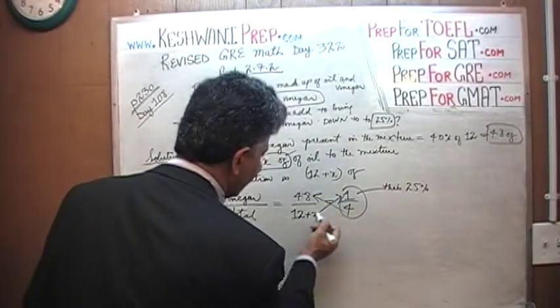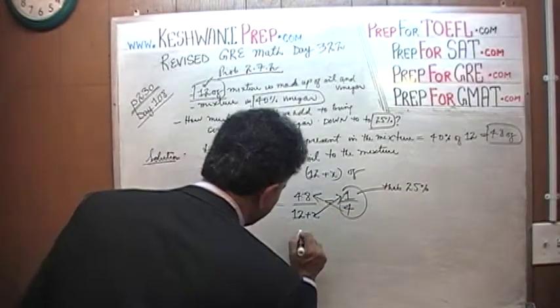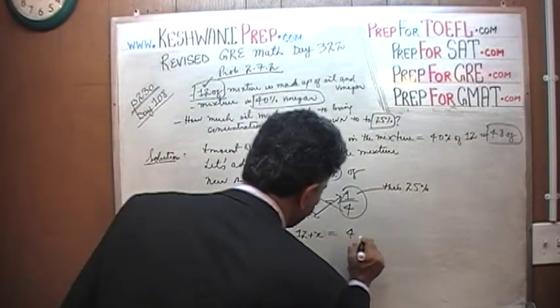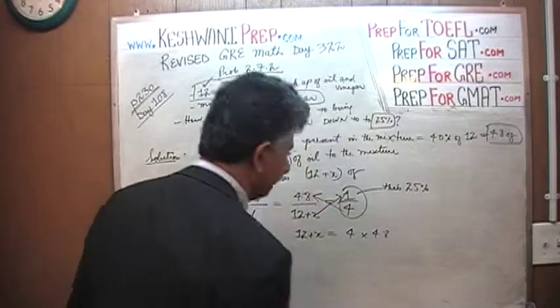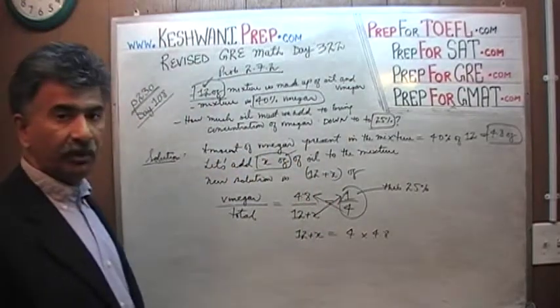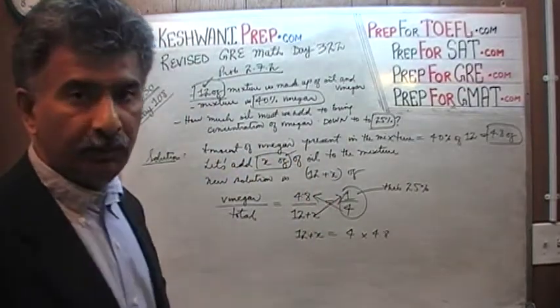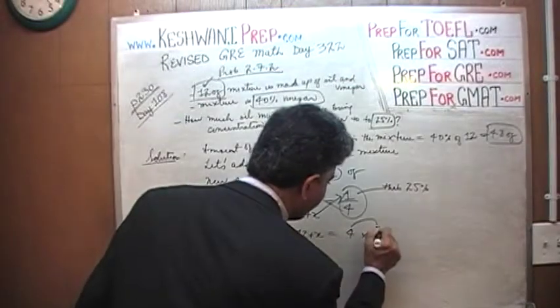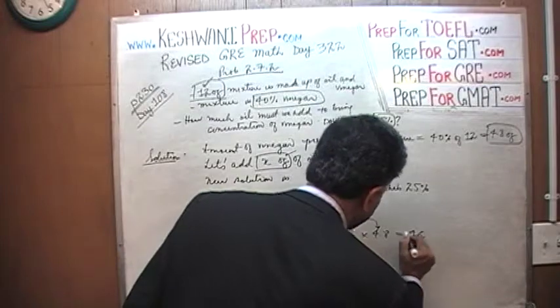So 1 times 12 plus X is simply 12 plus X. And here we're going to have 4 times 4.8. We're almost done. How much is 4 times 4.8? How do I know? Let's find out, shall we? 4 times 4 we know is 16.